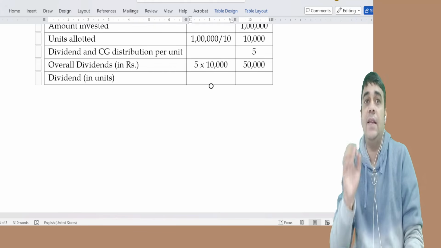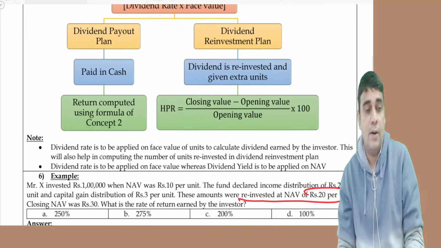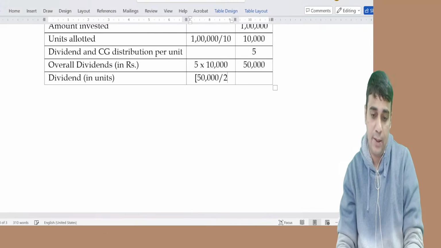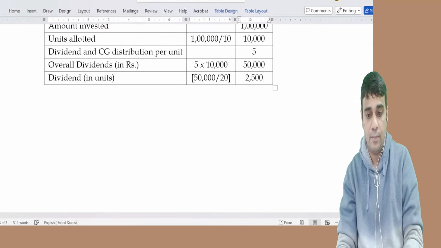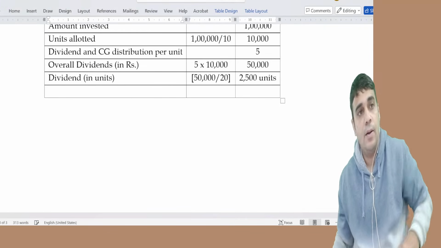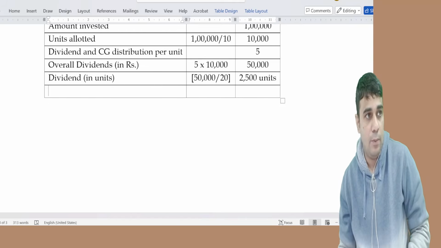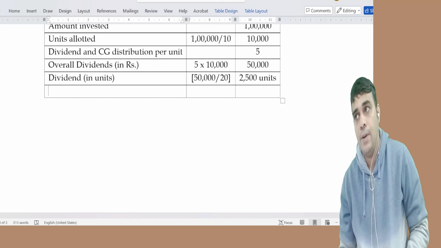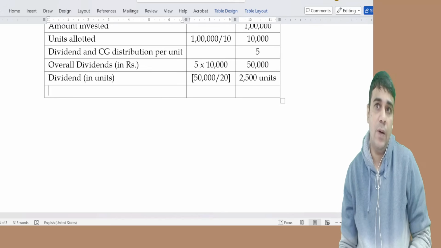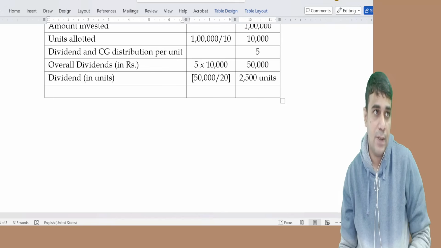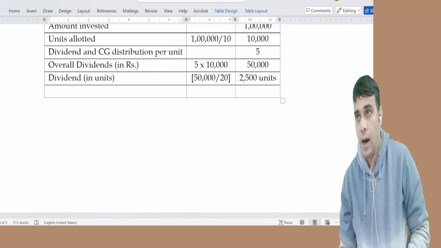This will have a reinvestment NAV rate. What is the reinvestment NAV rate here? 50,000 divided by 20 is 2,500 extra units allotted to me. I was originally having some units and extra units are allotted to us.